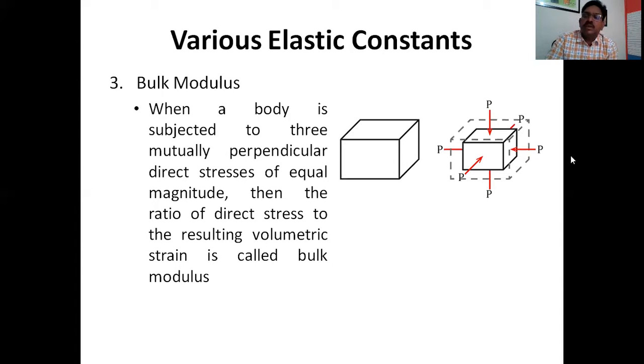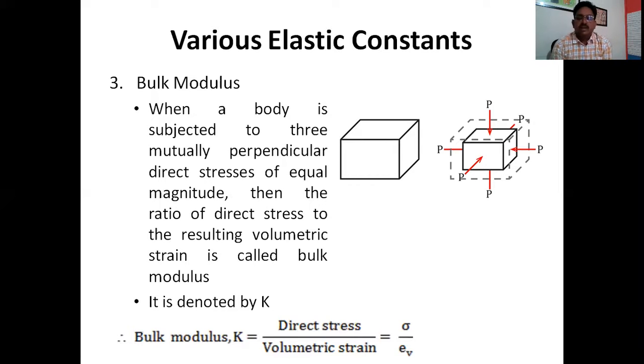When the loads are applied like this, the body will be subjected to a change in volume. Volumetric strain is change in volume by original volume. So direct stress by volumetric strain is called bulk modulus. Therefore, it is denoted with the letter K. Bulk modulus is nothing but direct stress by volumetric strain, where direct stress is indicated with sigma and volumetric strain is EV.